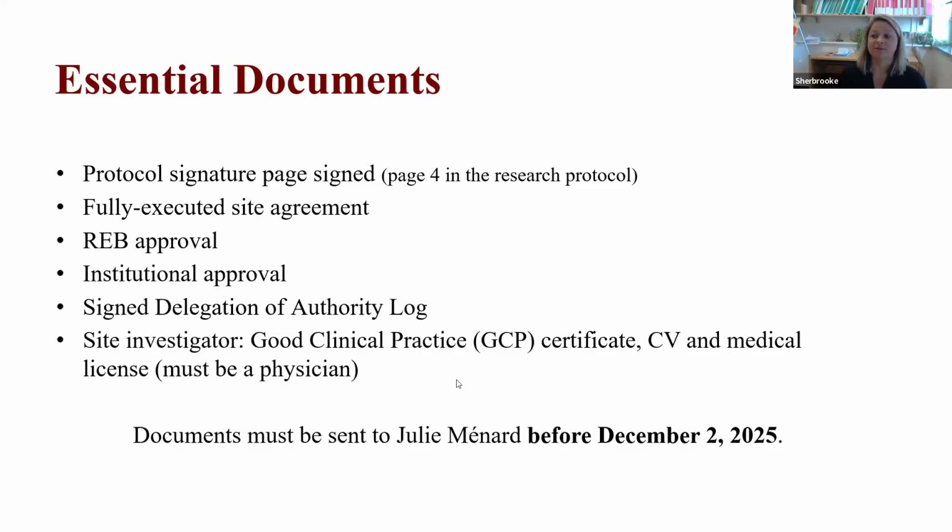So, essential documents. We made this list of essential documents to activate your site, and all these documents must be sent before December 2nd to Julie Menard. We need the protocol signature page signed by the PI. You can find this document on page 4 in the research protocol. We need a fully executed site agreement. We need REB approval, institutional approval where applicable. We need your delegation log completed, and for the site investigator only, we need the certificate of good clinical practices, the CV, and the medical license. And by the way, the PI must be a physician.